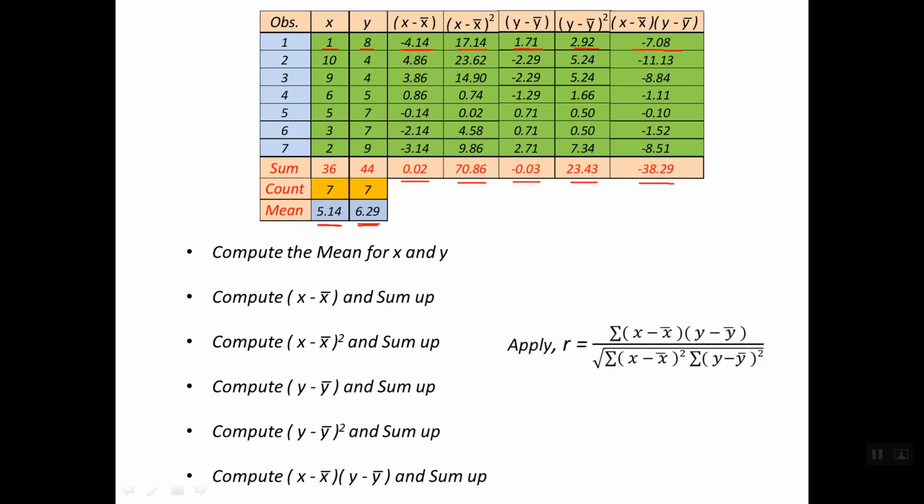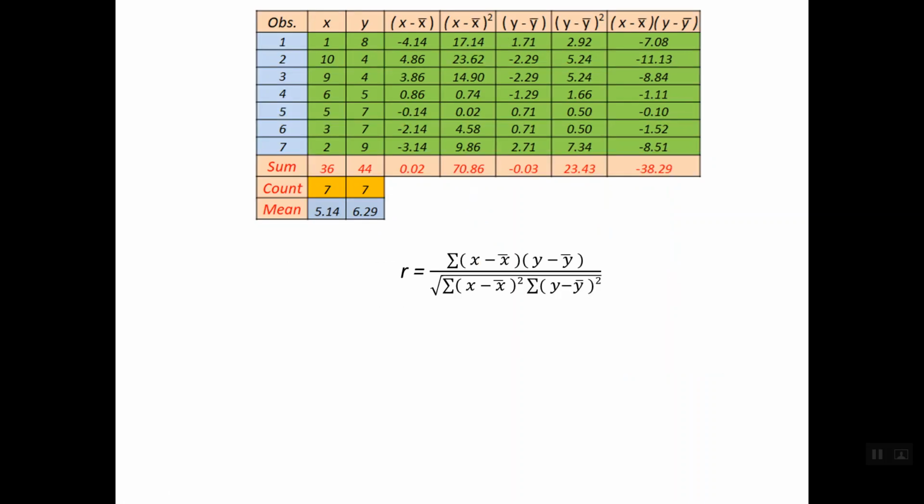Now we can simply apply the second formula for r, which is the summation of (x minus x bar) times (y minus y bar), and this value is 38.29, divided by the square root of the summation of (x minus x bar) squared, which is this value, 70.86, multiplied by the summation of (y minus y bar) squared, which is this value, 23.43.